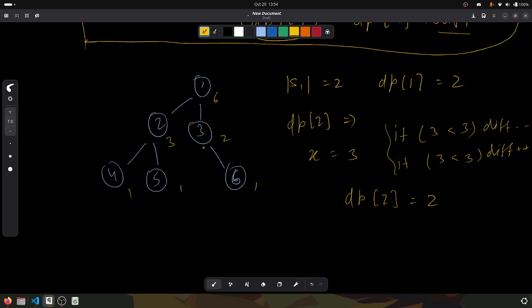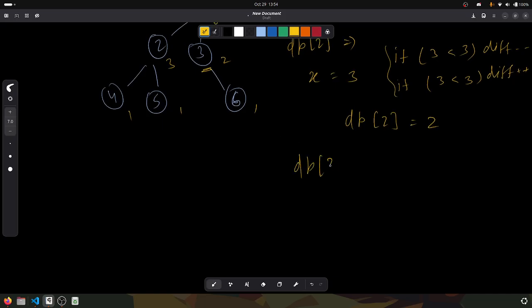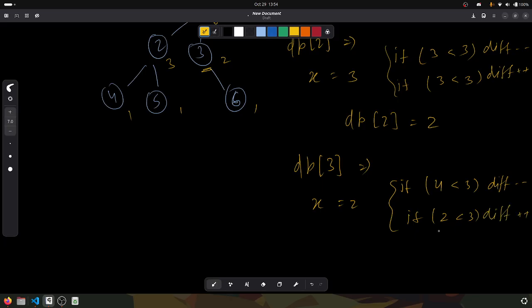Now from 1 we can also calculate dp of 3. So for this, x is now 2 because the number of elements in 3's subtree is 2. So if n minus x, which is 4, is less than 3, then we do difference minus minus. If x is less than 3, then we do difference plus plus. So now this condition is true, so we add 1 to dp of 2. So dp of 3 will be 2 plus 1, which is 3.